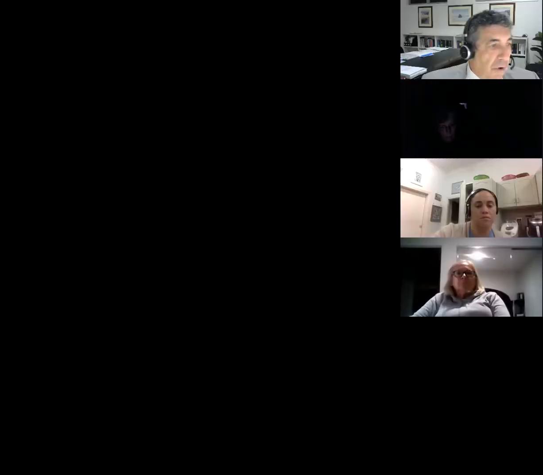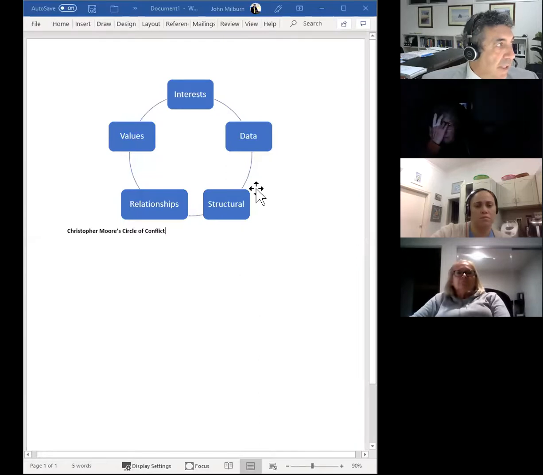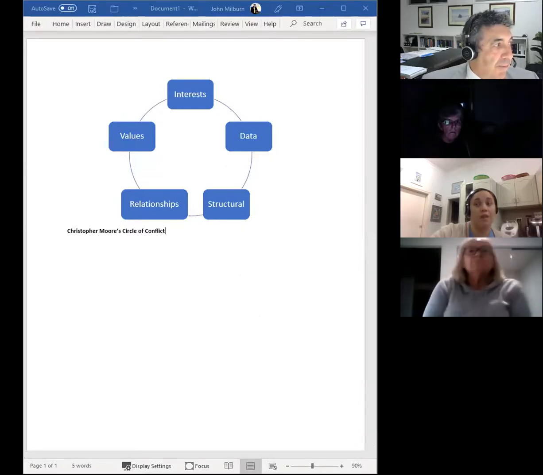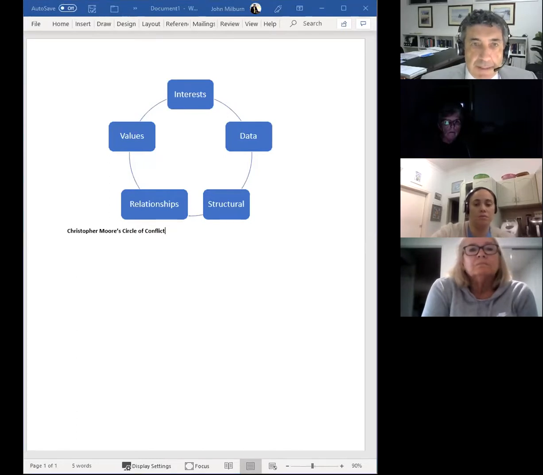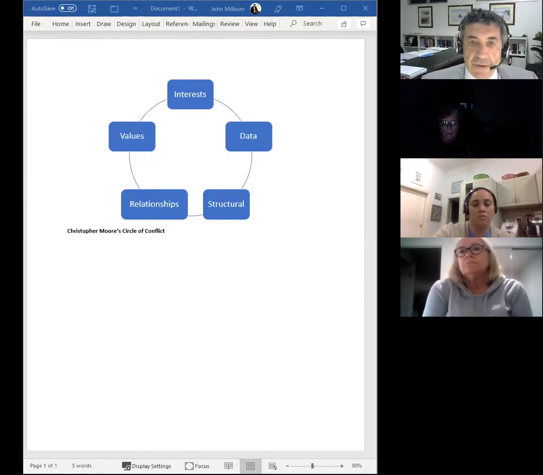Now, on the screen, you should see 5 words around a wheel. And that is Christopher Moore's circle of conflict. And the wheel shows that in terms of conflict, there are a number of aspects that you need to be mindful of relevant to the participants.